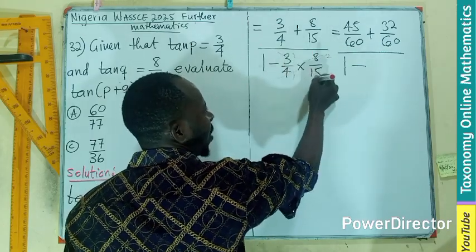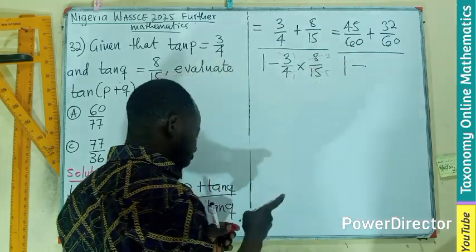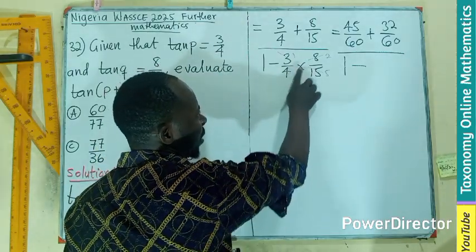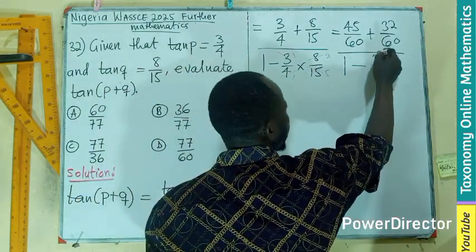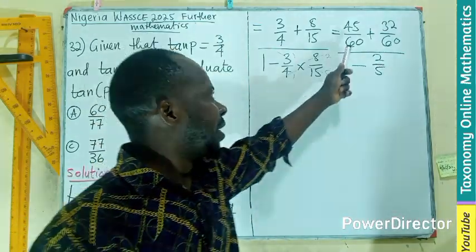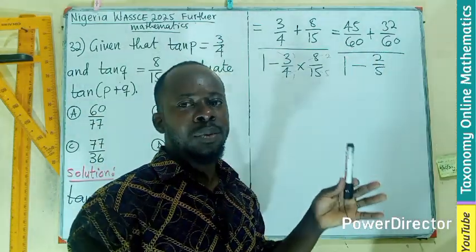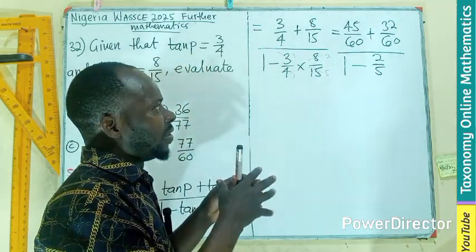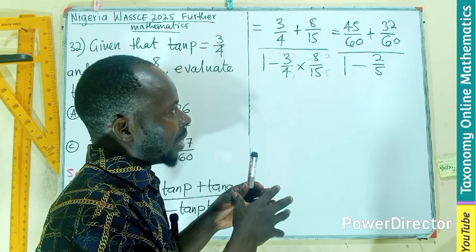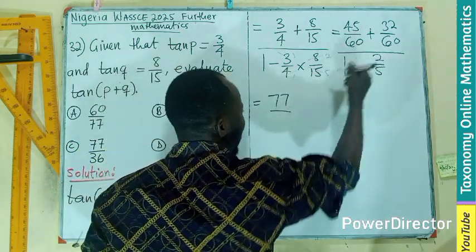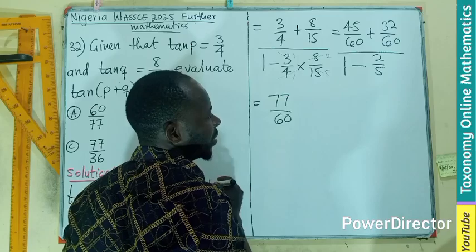3 is a factor of 15, as in what? 5. So if I multiply, I'm having 1. This becomes 2 on what? 5. Now, knowing that these have the same denominator, we only add the numerators as a fraction. So 77 is what we're going to get, right? So we have 77 still divided by one of the 60s, which is the same.